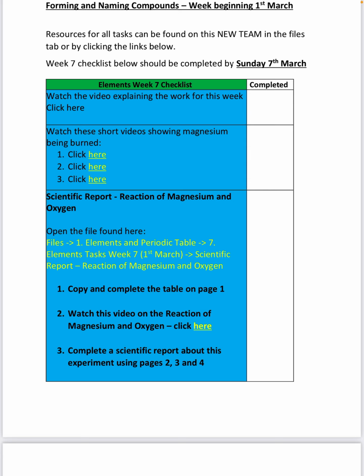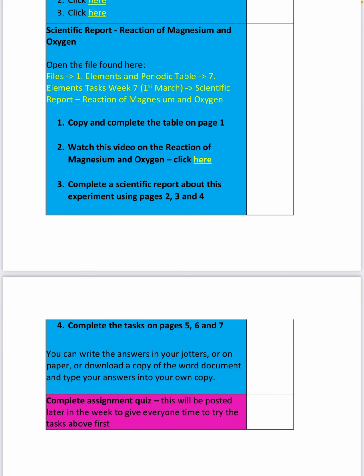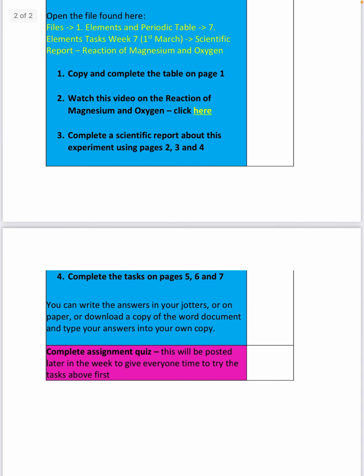So we're going to be looking at this reaction now. We're burning magnesium, and what we're reacting it with is oxygen, because we need the oxygen in the air for burning. So we're looking at magnesium and oxygen combining to make a compound. I'll show you this document in a second, but you're going to copy and complete a table. There's another video here about the reaction of magnesium and oxygen, but it goes into a wee bit more detail. Then you're going to use the headings from the scientific report to complete pages 2, 3 and 4. And then there are some tasks on 5, 6 and 7 for you to try as well.